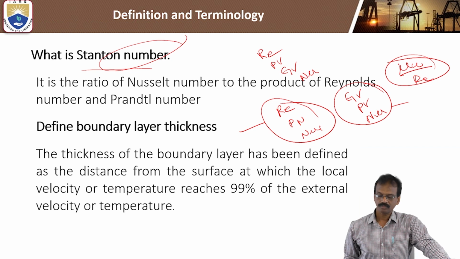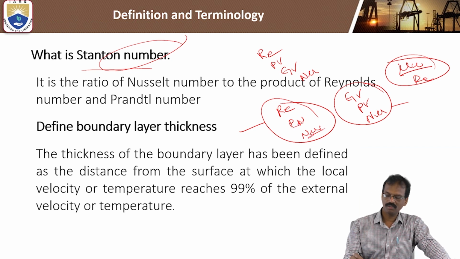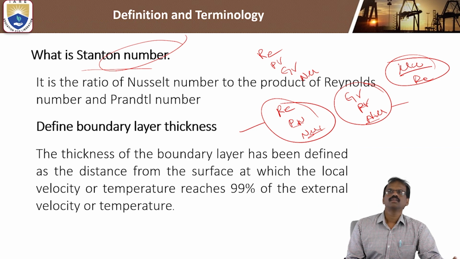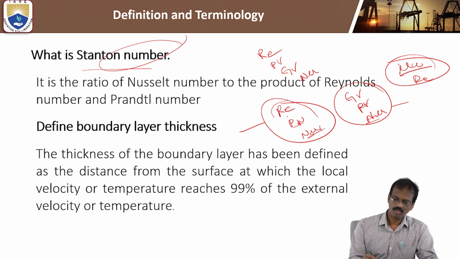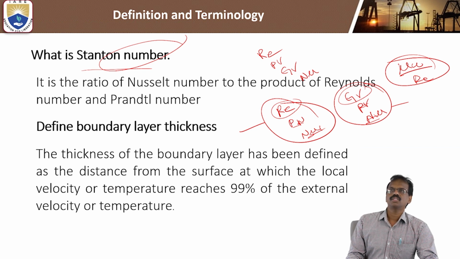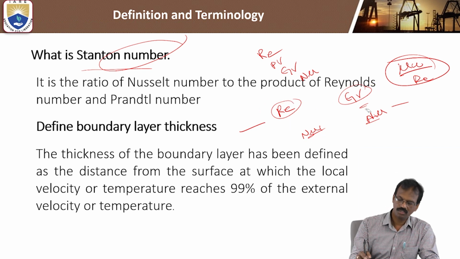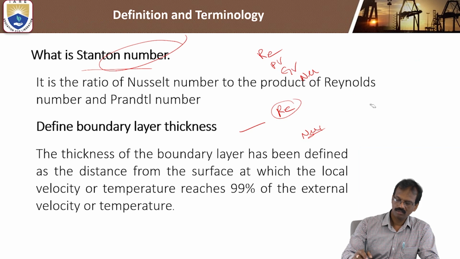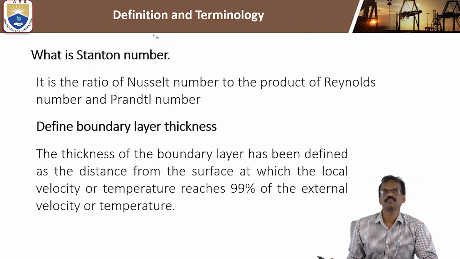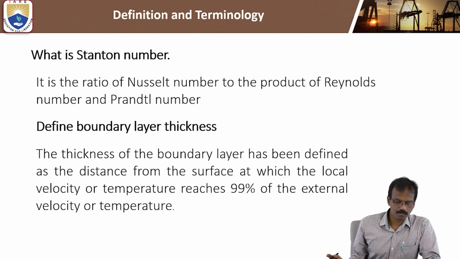It means Prandtl number and Nusselt number are both used to study natural convection and forced convection. But Reynolds number is related to forced convection. Grashof number is mainly used in the study of the natural convection process. Okay, so these are the things, the importance of dimensional analysis and the importance of these dimensionless numbers.